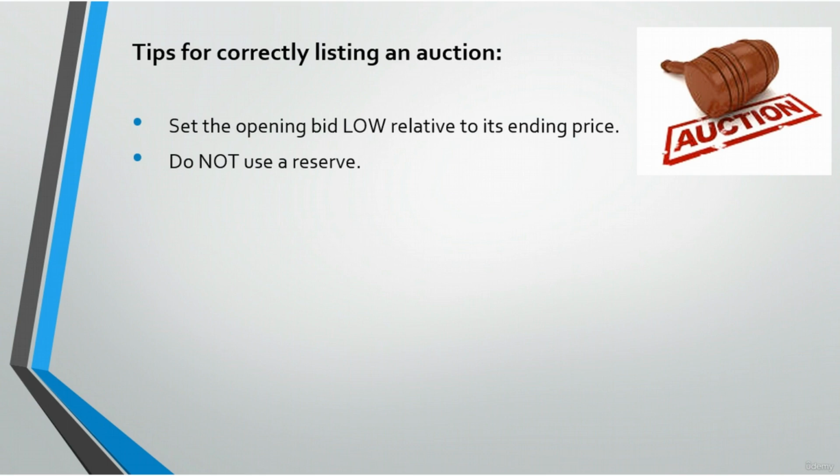The next tip is do not use a reserve. So what is a reserve? A reserve is an amount that you set. It's almost like a protection that you set that if the auction doesn't reach that amount, you're not going to sell it for that. So let's say, for example, I have an item that I want to sell and I want to get at least $200 for it. You could set the reserve at $200, but here's what happens when you use a reserve.